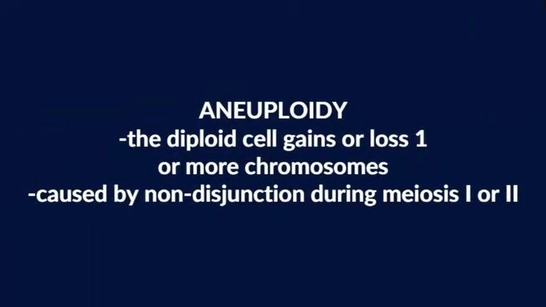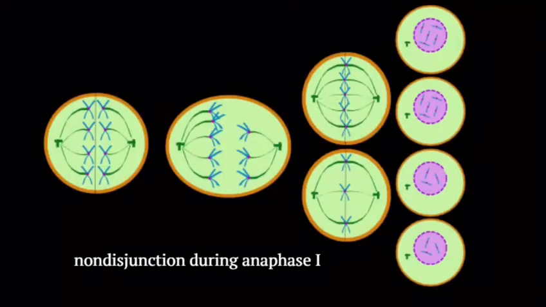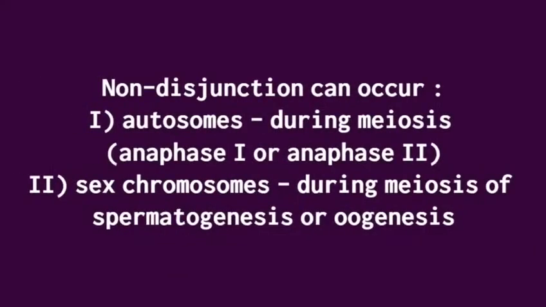The diploid cell gains or loses one or more chromosomes, caused by non-disjunction during meiosis 1 or 2. The non-disjunction can occur in autosomes and sex chromosomes. Non-disjunction in autosomes occurs during anaphase 1 or anaphase 2, while non-disjunction in sex chromosomes occurs during meiosis of spermatogenesis or oogenesis.